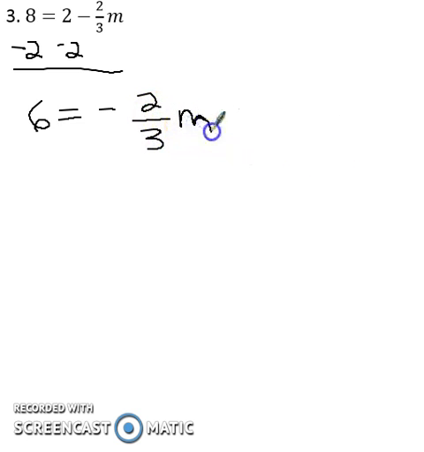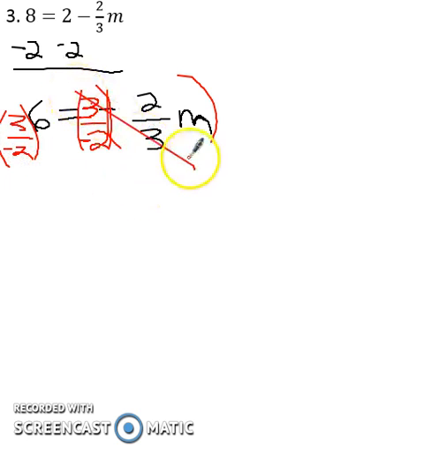And so just like our last problem, we're going to isolate the m, get the m all by itself, by multiplying both sides by the reciprocal of the fraction next to the m, the coefficient. So we're going to multiply by 3 over negative 2. That crosses the 3s, crosses the 2s. We're left with m all by itself.